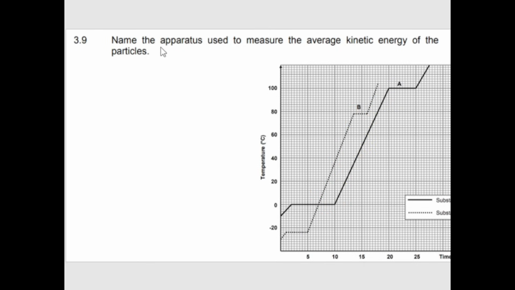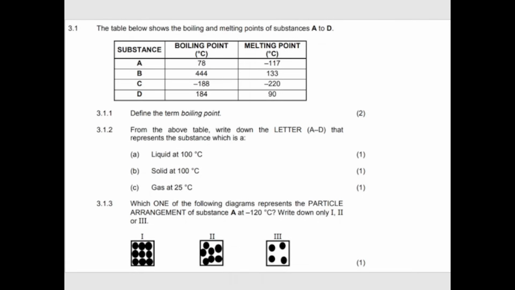Name the apparatus. So this is the piece of equipment in the lab used to measure the average kinetic energy of the particles. So remember, average kinetic energy of particles, that is basically your temperature of your particles. So think about it. What do we use to measure temperature? A thermometer.